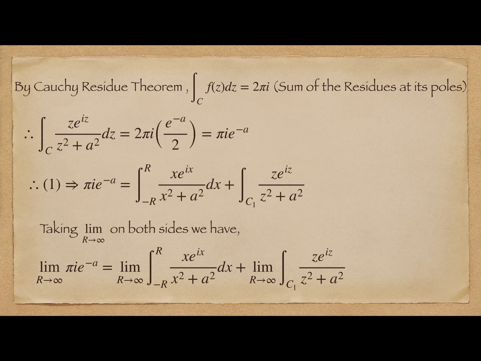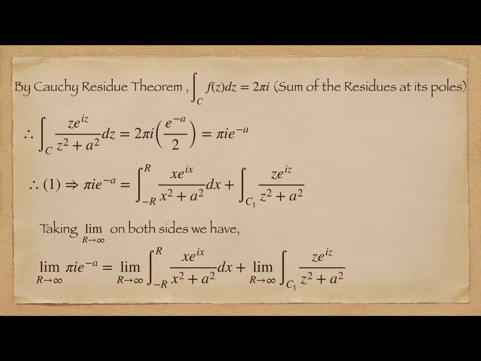You can see by Cauchy residue theorem, the integral over C of f(z) is equal to 2 pi i times the sum of the residues at its poles. So we have only one pole, z equal to ia. So we have f(z) as this one. The integral over C of z e^(iz) by z squared plus a squared dz is 2 pi i into e^(-a) by 2 i, and cancelling the 2 and 2i, we are left with pi i into e^(-a). So now we got this result.